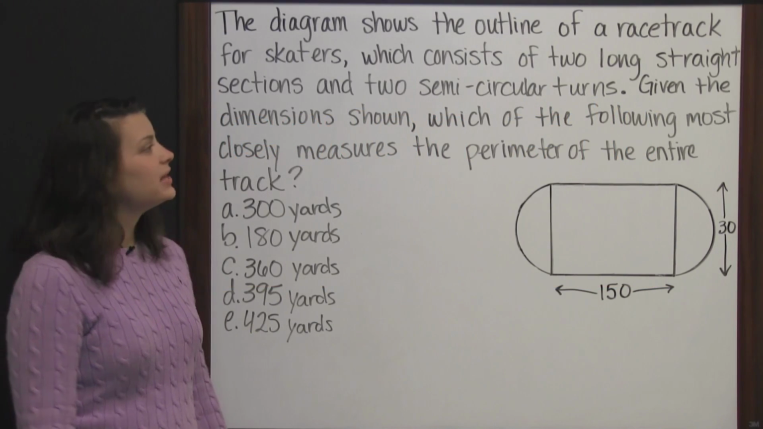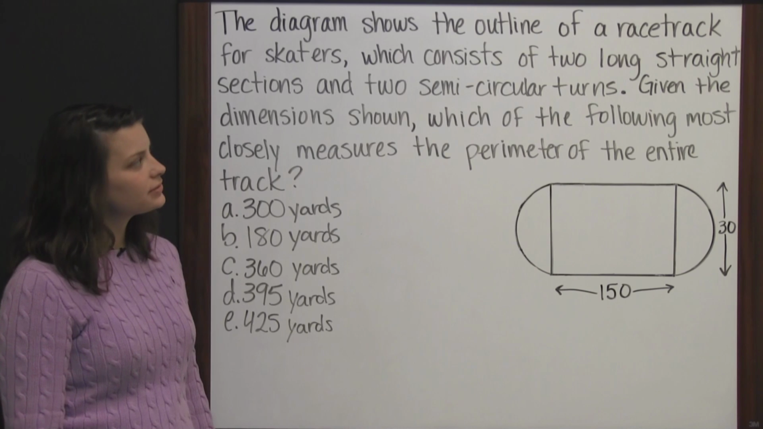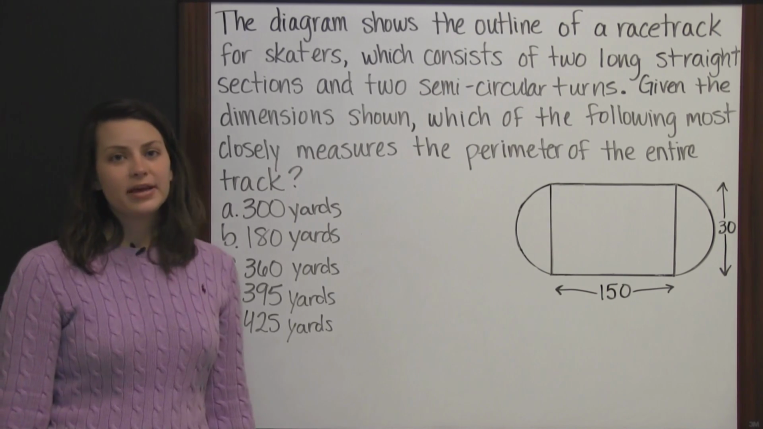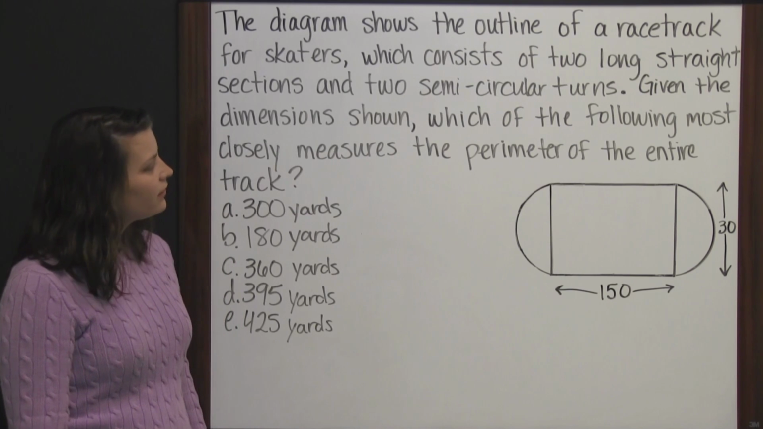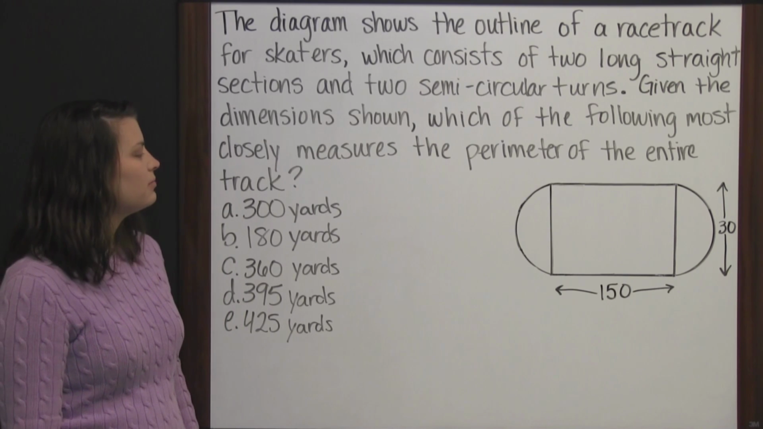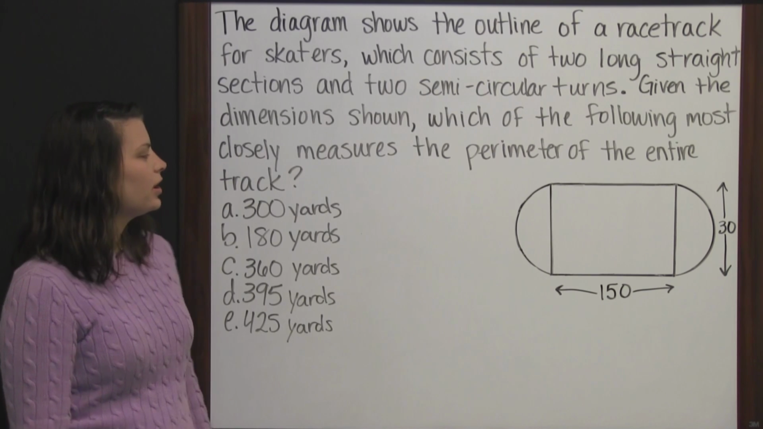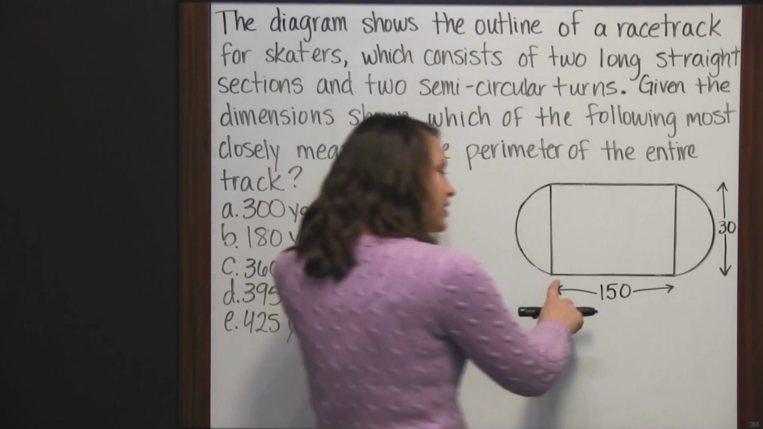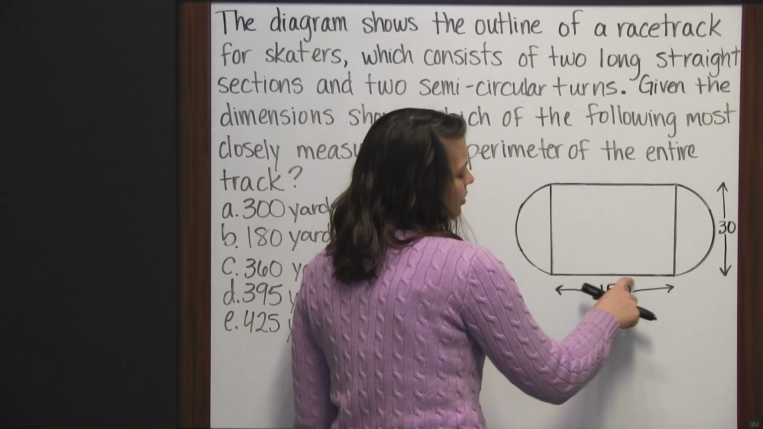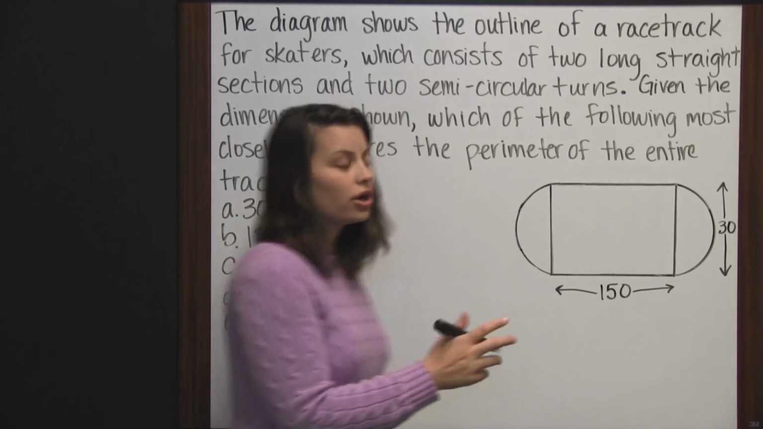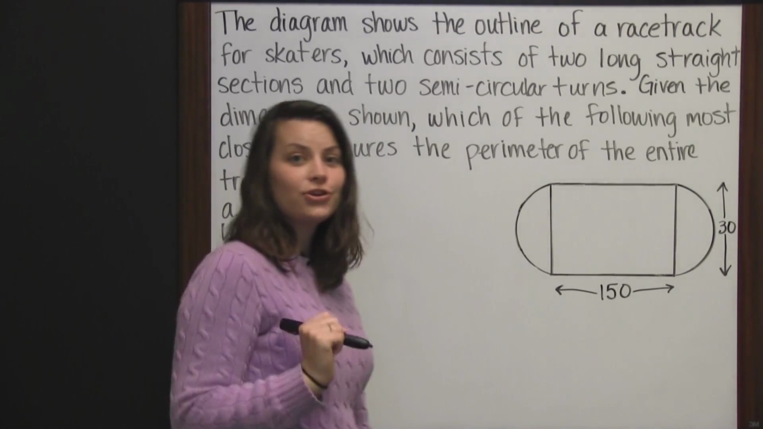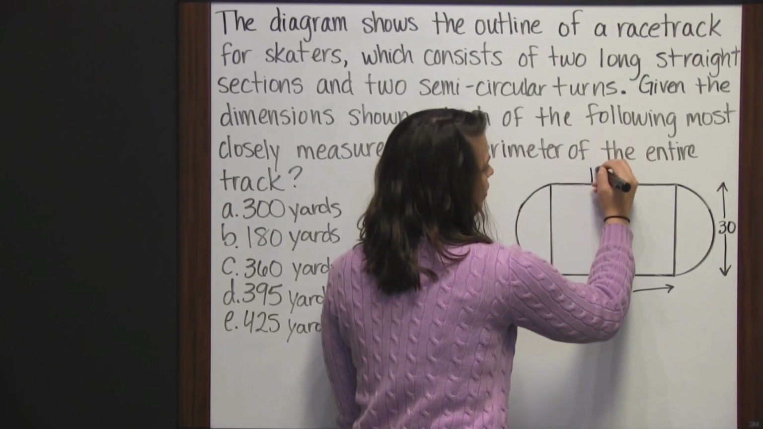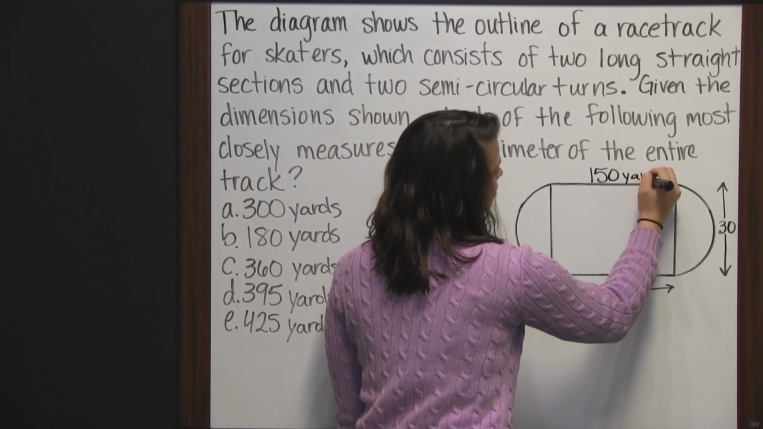The diagram shows the outline of a racetrack for skaters, which consists of 2 long straight sections and 2 semicircular turns. Given the dimensions shown, which of the following most closely measures the perimeter of the entire track? Well, they've given us that this length here is 150 yards, apparently, since all of our answers are in yards. So that means that this opposite straight side here would also be 150 yards.